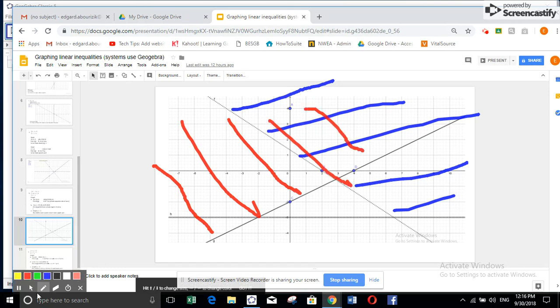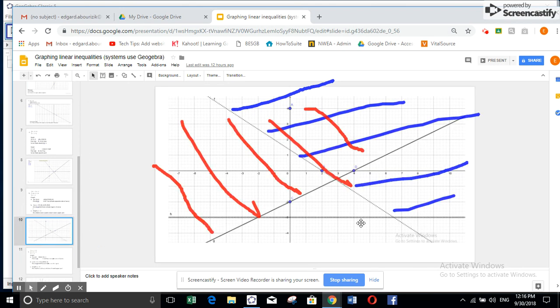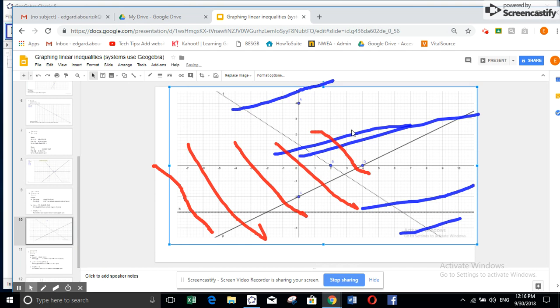And for the last one, no need to take particular points because I have a horizontal line y equals minus 3. I want bigger than minus 3. This is the y equals minus 3 horizontal line. I want the part which is bigger. So bigger than minus 3 is the above part, as you can see.